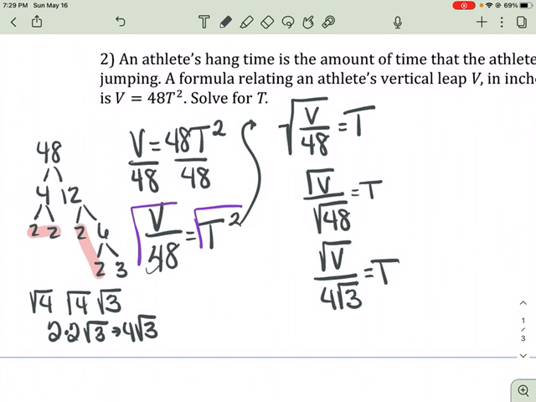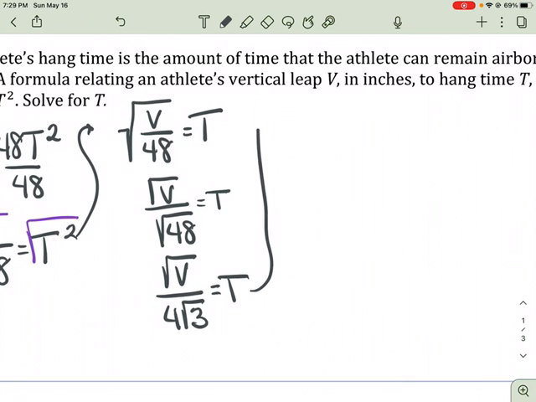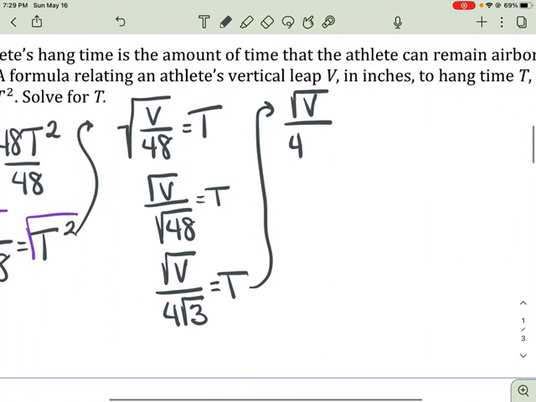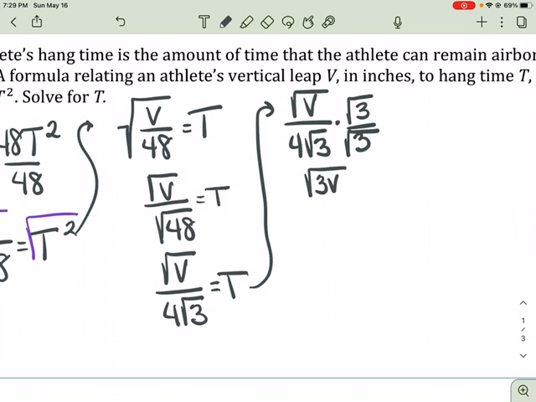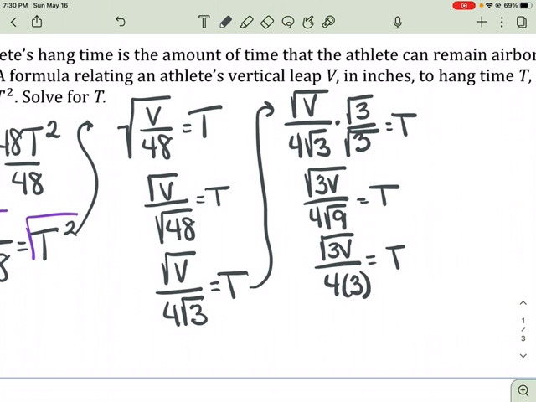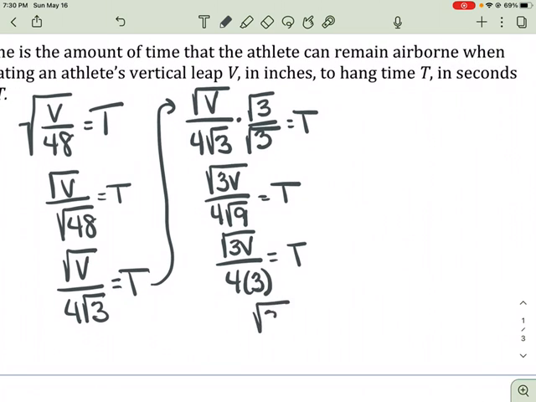So we're still not done. Can't have a square root in the bottom of the fraction. So we have to get rid of that square root of 3. What do we need to multiply square root of 3 by to make it a perfect square? Another square root of 3. We multiply straight across, we get square root of 3v over 4 square roots of 9. Well, square root of 9 is 3. Again, this is all equal to t. So our last step would be square root of 3v over 12. Let's write it up here.